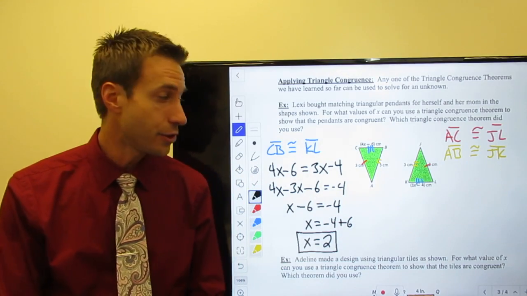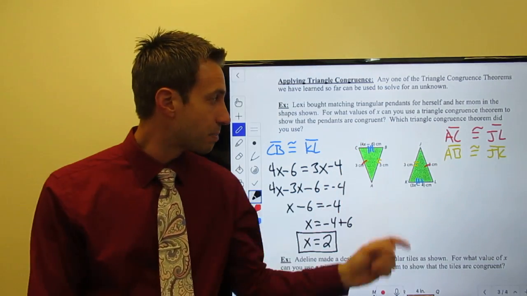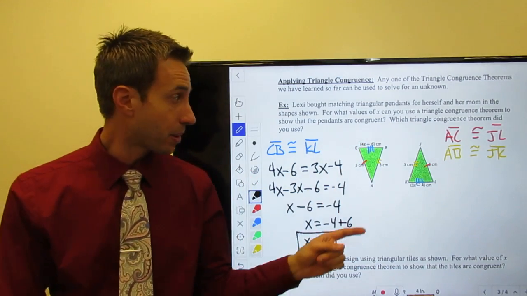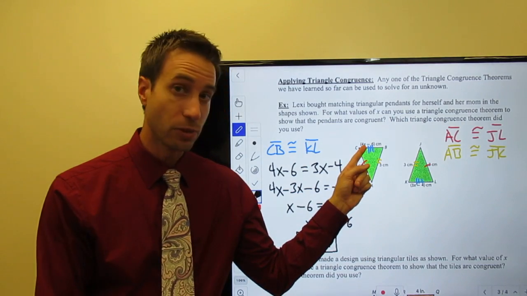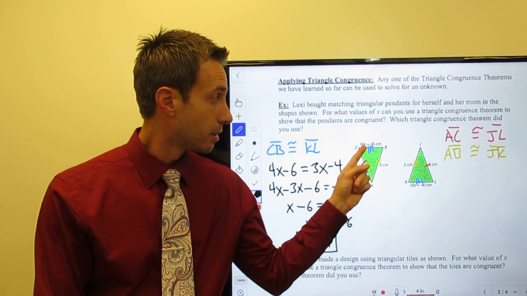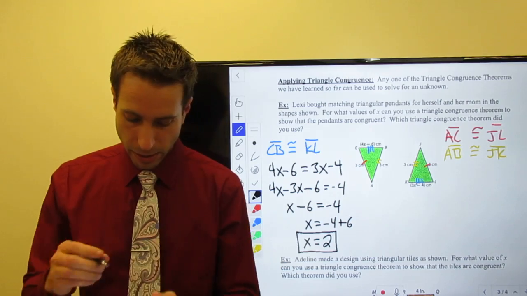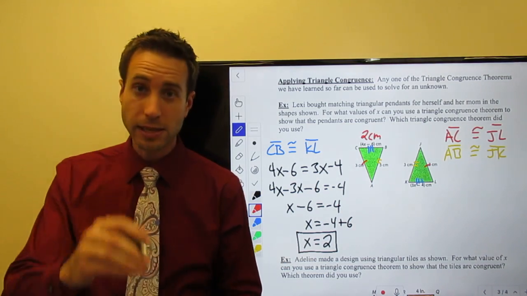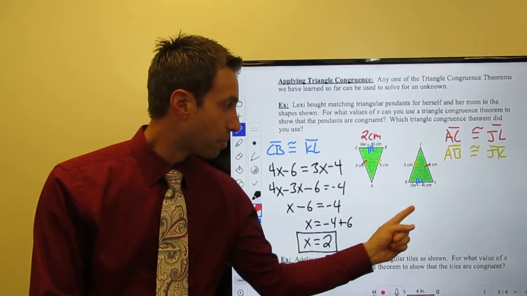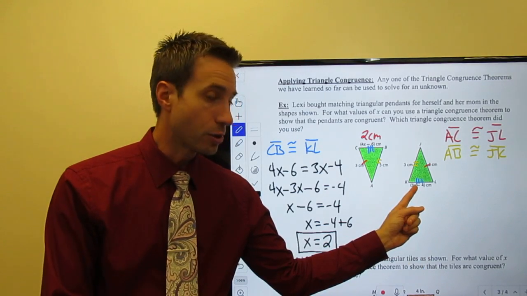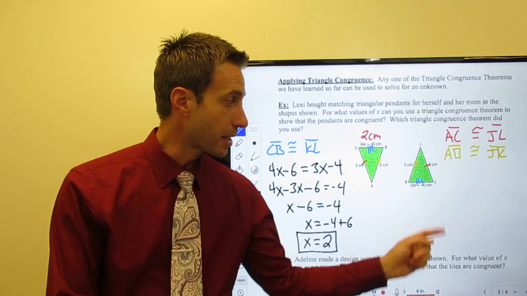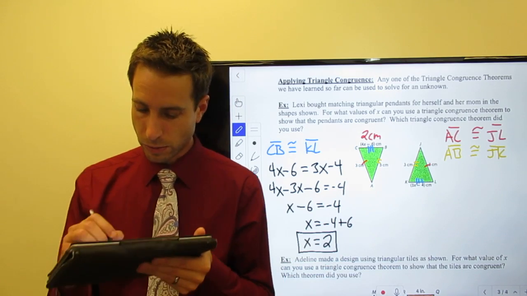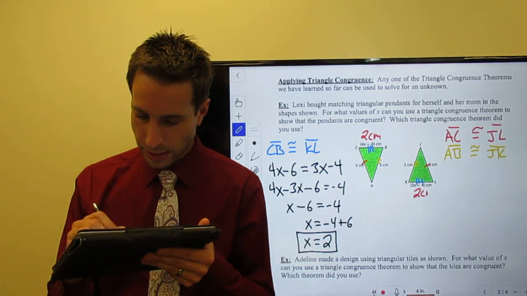Now, what does that do? Well, if I let x be equal to 2, plug it in. 4 times 2 is 8. 8 minus 6 would be 2. So this side is going to be 2 centimeters. Same thing down here. Plug in a 2. 3 times 2 is 6. 6 minus 4, 2. 2 centimeters.